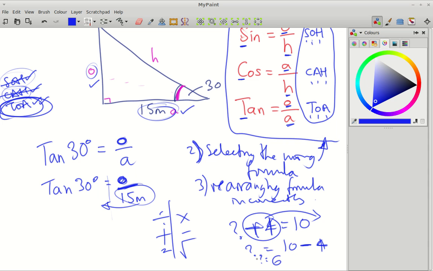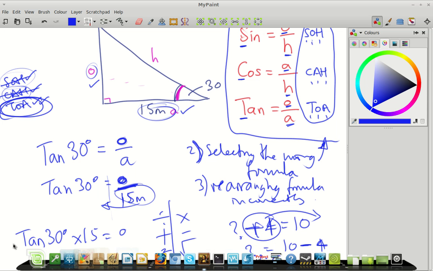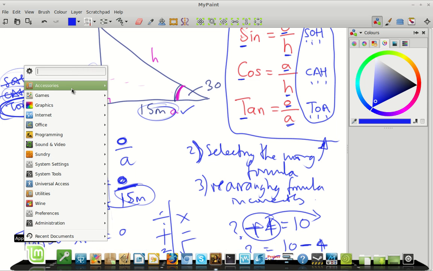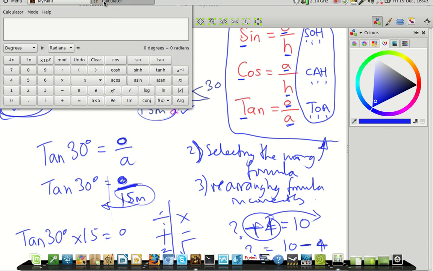Something equals 6. In this case, we've got opposite divided by 15. We don't want to know opposite divided by 15, we want to know opposite on its own. So if we take divide 15 across, it becomes times. So we're going to have tan of 30, that's already there, times 15 equals opposite. This is where we have to move on to a calculator. You're going to need a calculator to work out trigonometry. I should have one installed. Let's just check. Accessories, calculator, great.